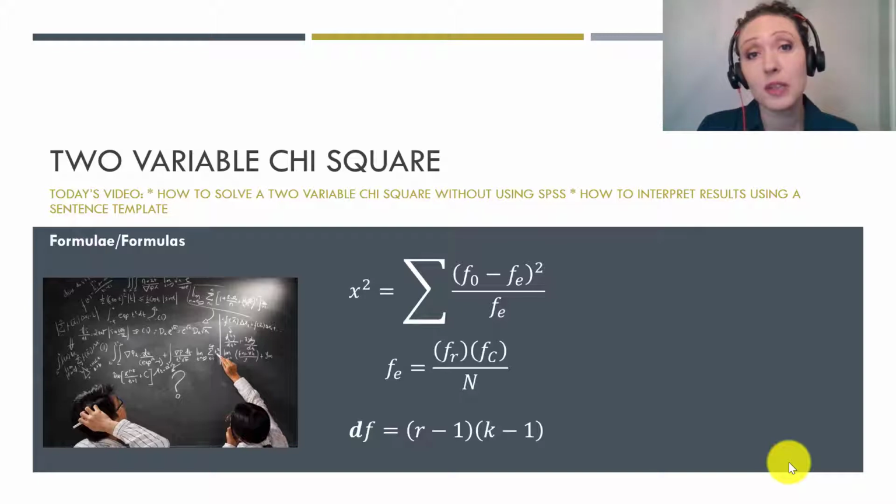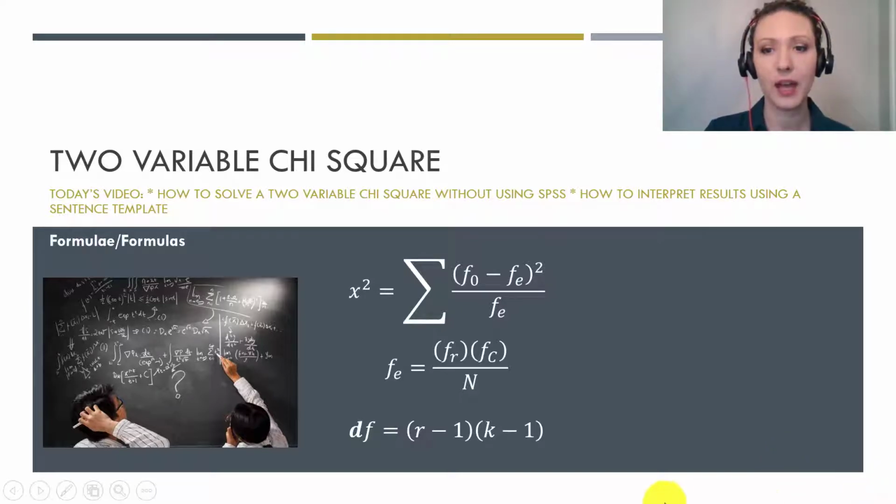Okay, so as usual, today's video is going to go over how to solve a two variable chi-square, and I'm going to walk you through step by step how to do that. And then at the end, we're going to go over a template that you can use to interpret either your significant or non-significant results. Okay, so let's go ahead and get started.